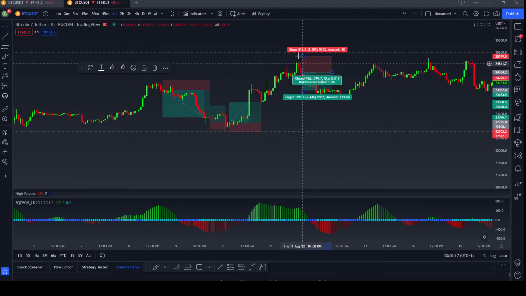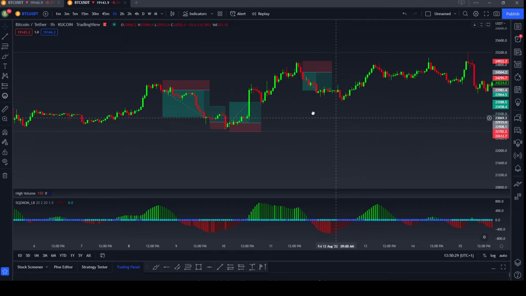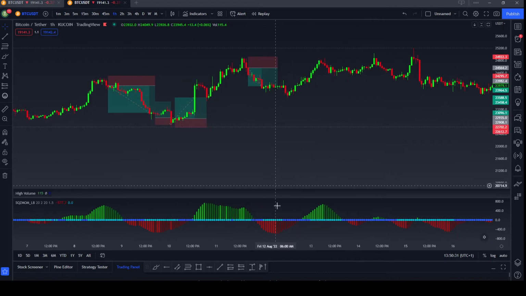Would have been a 600 point move. Probably would have just been above the last consolidation. Risk to reward ratio of 1.67. Would have been a nice enough trade. Next one, we would have been. So this would have been our next entry. So we go long.